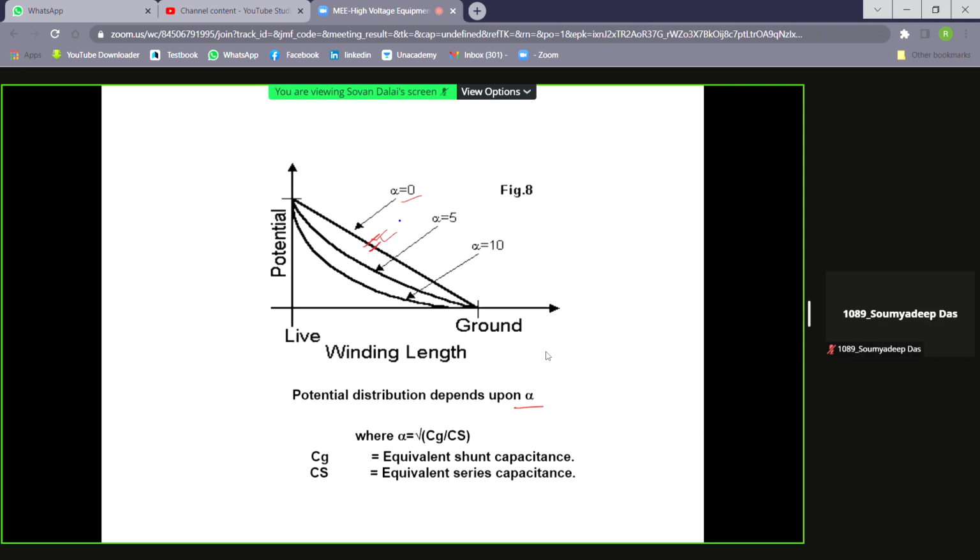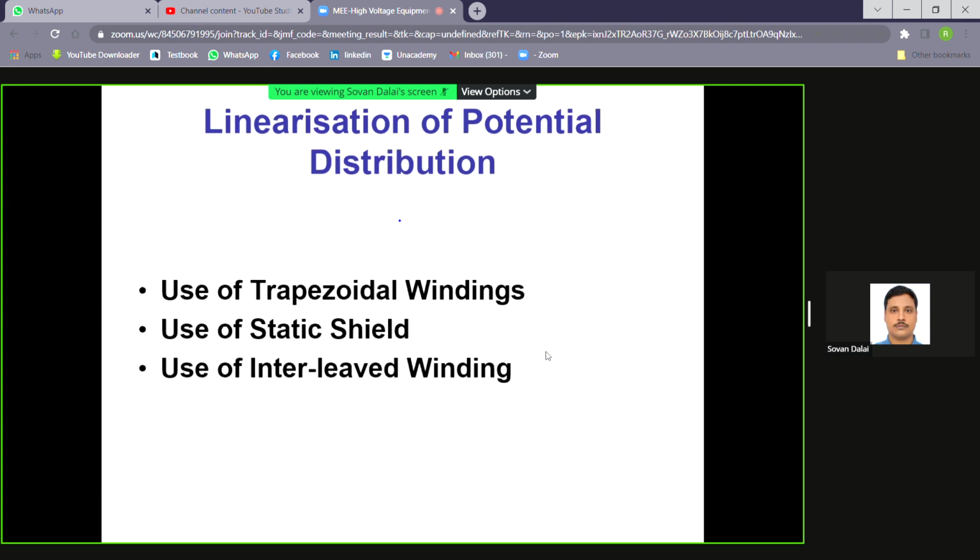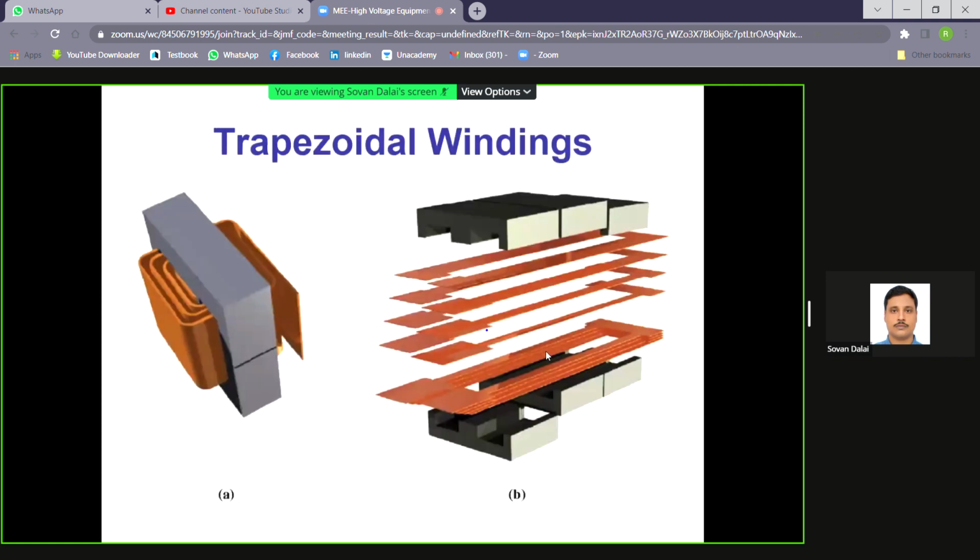Now I want to show you the methods used for the linearization of the potential distribution. First one is the trapezoidal winding, second one is the static shield, and third one is the use of interleaved winding.